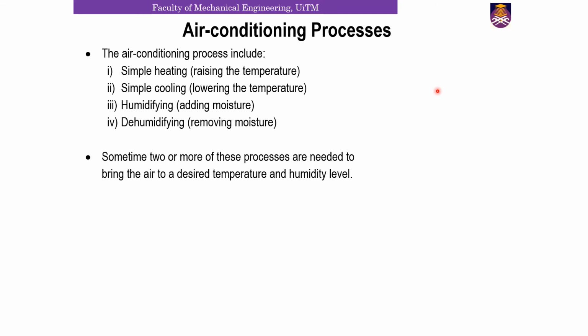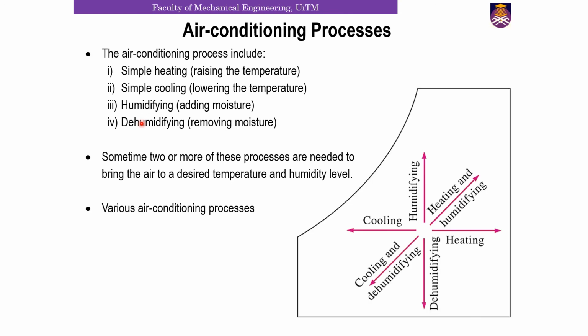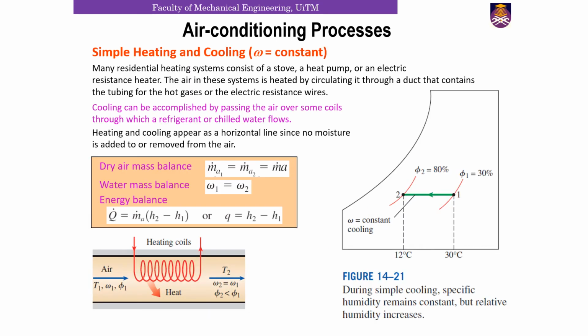Sometimes you can combine 1, 2 or more of these processes to bring the air to the desired temperature and humidity level. Sometimes you need to have heating with humidifying. Sometimes you need to have cooling with dehumidifying. So you can combine these processes together. So these are the various air conditioning processes as what we've discussed earlier: cooling, heating, humidifying, dehumidifying, or you can combine them, cooling and dehumidifying, heating and humidifying. Now let's look at one of the simple heating and cooling processes.